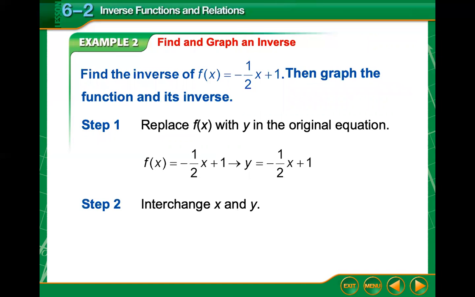Step 2 is interchange x and y. Literally, you just flip the x and y values, or the x and y coordinates. So where we see a y, we write an x, and where we see an x, we write a y.